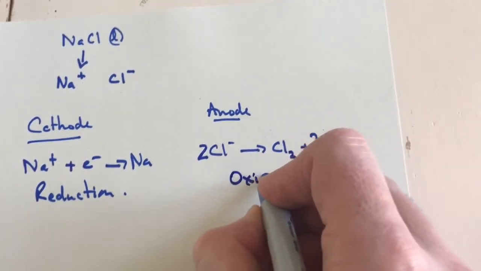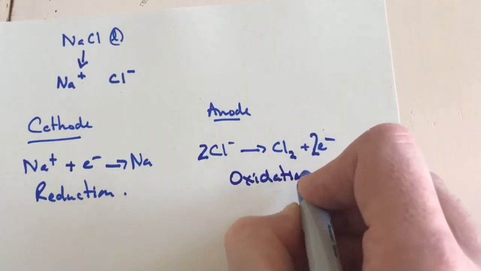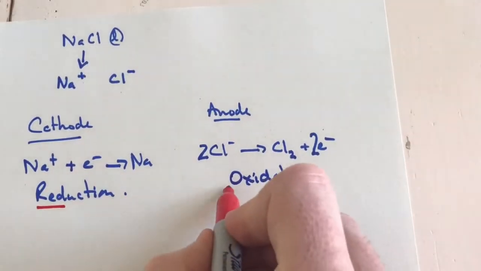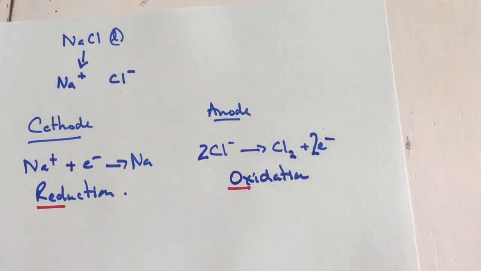Losing electrons, loss of electrons, is oxidation. So we have reduction and oxidation happening. Remember, when they happen together, we call that redox. So the two processes happen together.